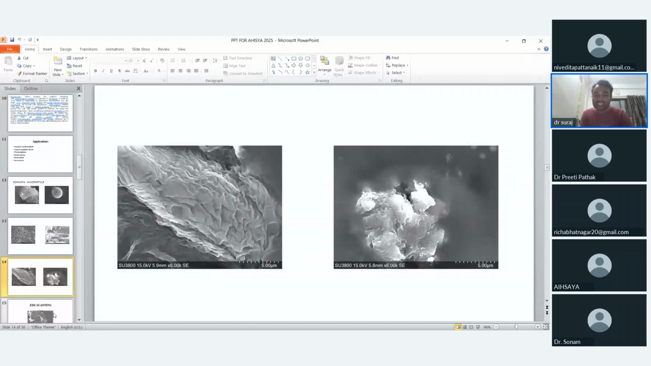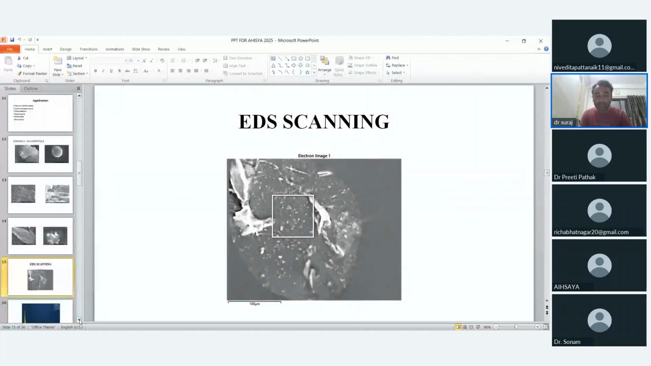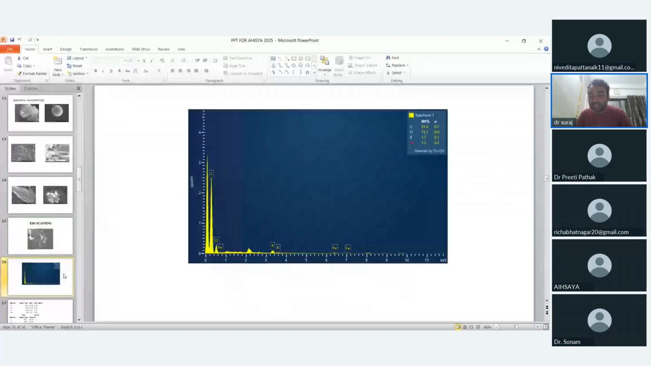Moving towards EDS scanning, this EDS gives you the compositional value of this nanoparticle. What is the composition of this nanoparticle seen in Echinacea mother tincture? Now you can see the composition. Carbon in weight percentage is around 81.4. Oxygen in weight percentage is around 15.7. Potassium in weight percentage is around 1.7. Iron, Fe, in weight percentage is around 1.2.